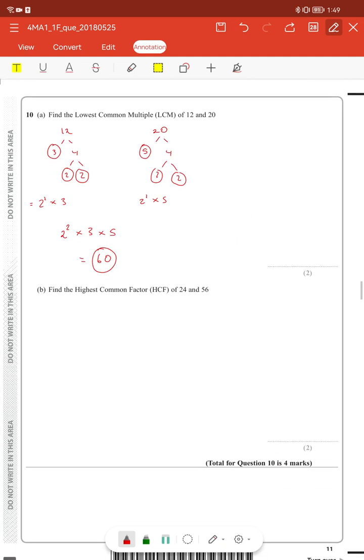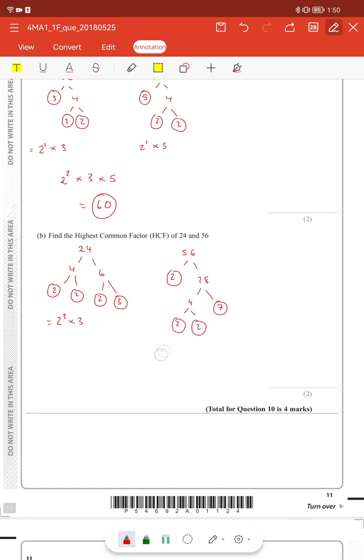60. Find the highest common factor, so we're going to do the same thing. And we're going to split them up. So this is going to be 2 cubed times 3, and 56 is going to be 2 and 28. 4 and 7, 2 and 2. So that is going to be the same as 2 cubed times 7. So for the highest common factor, we take the one that they both have, which would be 2 cubed, which is 8.